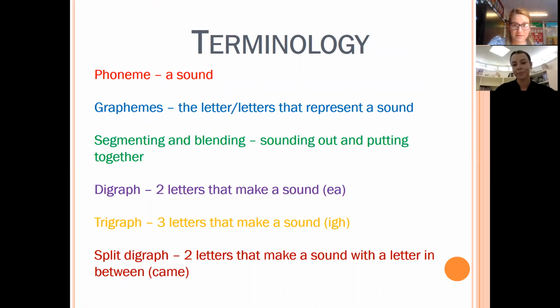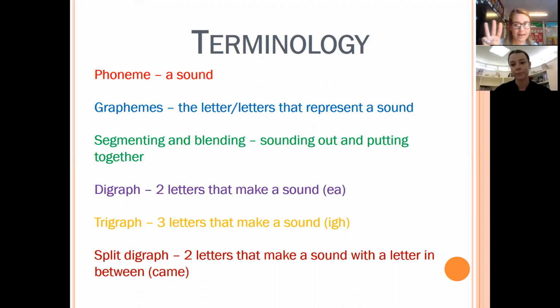The main thing that baffles parents about phonics is the terminology. So let's break it down. A phoneme is a sound. A grapheme is the letters that are used to represent a sound. Segmenting and blending: segmenting is sounding out a word, and blending is when you put those sounds together to make one word. A digraph is 2 letters to make a sound.